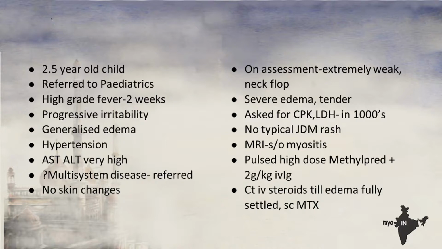Another child presented to our pediatric department, again with a high-grade temperature. For 2 weeks, she was very febrile, very, very irritable, and she had generalized edema. They noticed that she had significant hypertension. She was on 3 antihypertensives with very high AST and ALT. The pediatricians realized that they were dealing with a multi-system disease, and that was the only reason why I was called to come and see this child. And when I examined this child, she had absolutely no skin features other than she was a big bag of water. However, when I examined her, I realized she was extremely weak and had a neck flop.